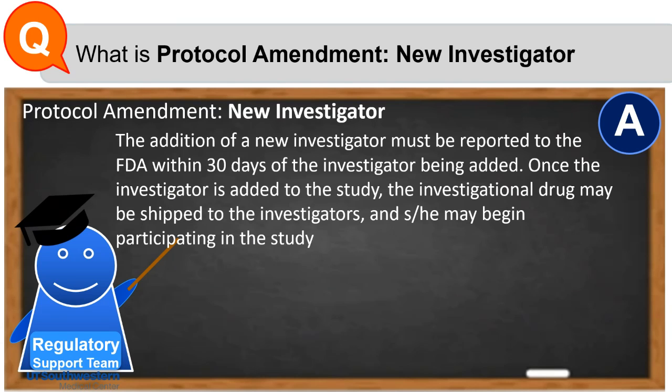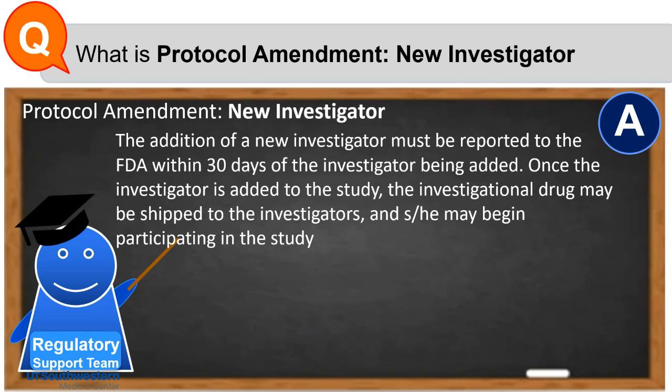The third major type is protocol amendment for addition of new investigator that is submitted when a new investigator is added to carry out a previously submitted protocol, except for a treatment protocol such as single patient, intermediate, and large population expanded access protocol. The amendment should include the investigator's name, the qualifications to conduct the investigation, and any reference to the previously submitted protocol if relevant. FDA should be notified within 30 days of the investigator being added.